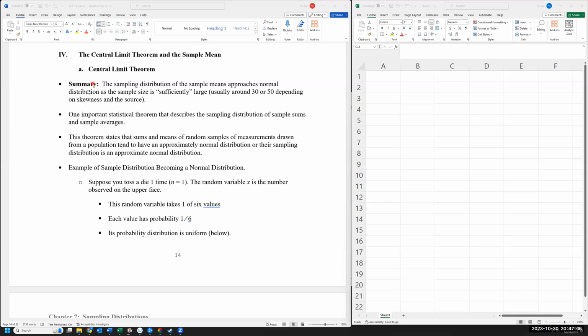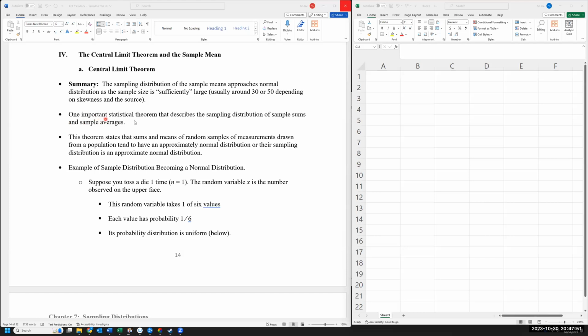Central limit theorem. What is the summary? The sampling distribution of the sample mean. Remember, we take 10 samples, then we could calculate the average of the samples, or 10 averages. The distribution of these sample averages approaches the normal distribution as the sample size is sufficiently large, usually around 30 to 50, depending on the skewness and the source of the information. I think this book says 30, other books say 50. Just remember that. I think I learned it as 50 years ago.